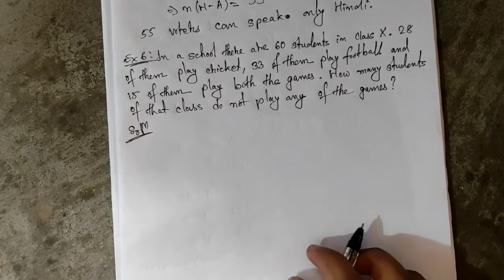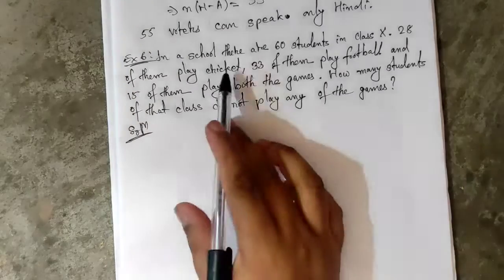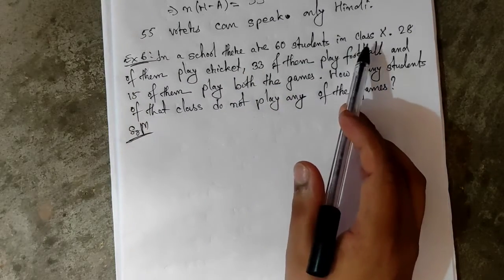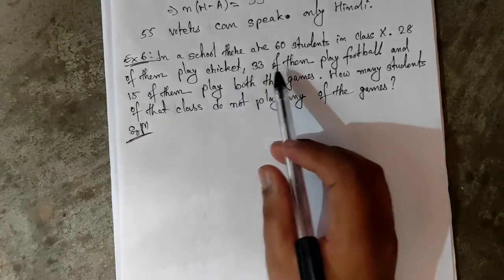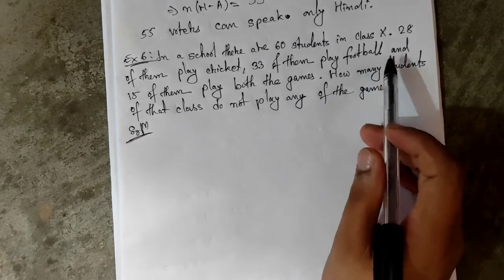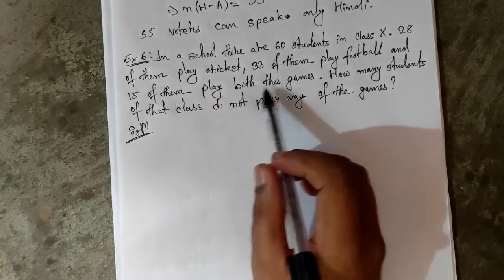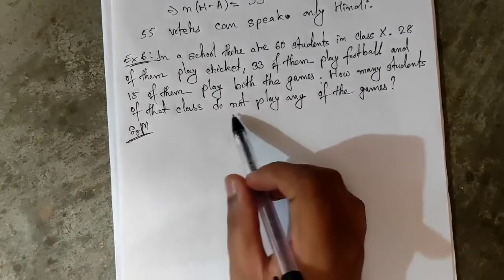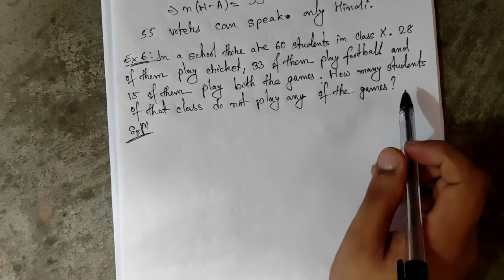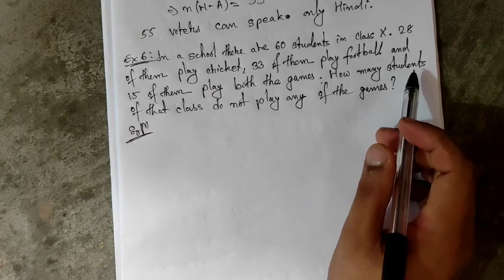Now another interesting example is this. In a school there are 60 students in class 10. 28 of them play cricket, 33 of them play football, and 15 of them play both the games. Now he is asking how many students of that class do not play any of the games. Now you see very carefully the wordings.